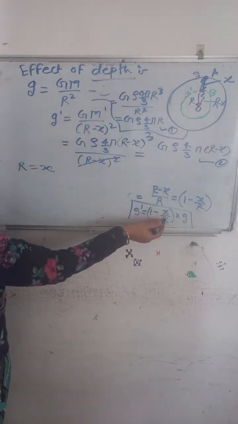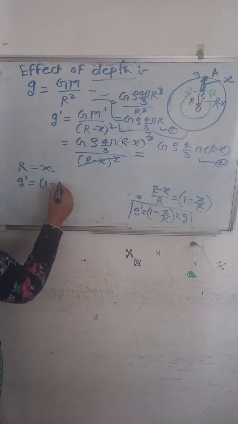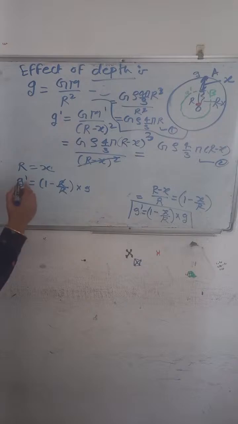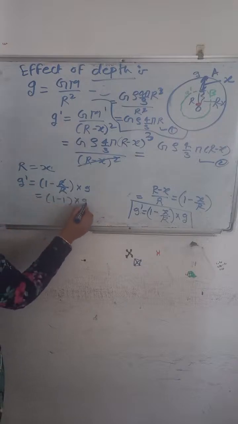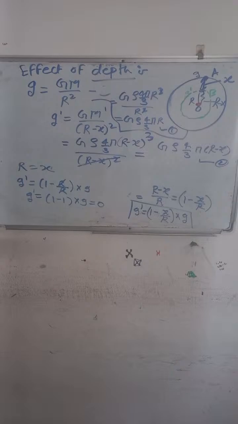So if you keep here R is equal to x, if I replace in g dash is equal to 1 minus x by R into g, x I am replacing by R, R by R gets cancelled and I get 1 minus 1 into g, that is equal to 0. So acceleration due to gravity at the center I am getting how much? 0. So from this we can again conclude the acceleration due to gravity is always maximum at the surface of the earth. Okay, getting this? Those who want the expression at the center can take a screenshot of this.